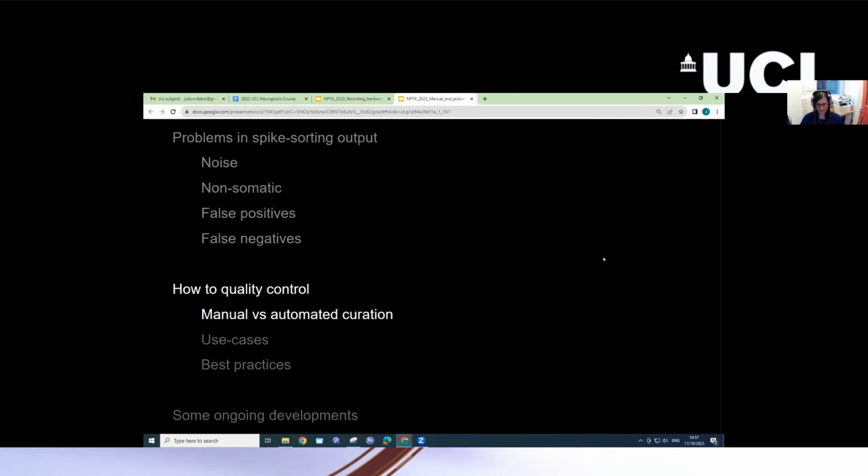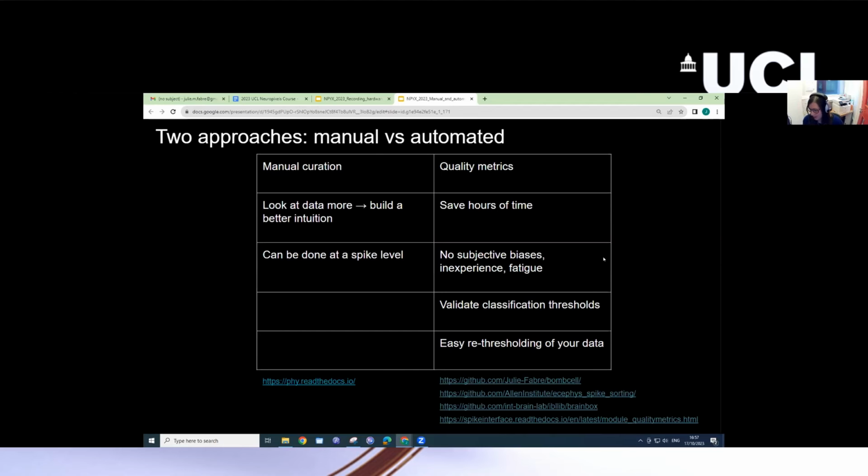Okay, so how do we fix this? There are two main ways: manual curation, which is what historically has been done a lot, and quality metrics, which is a growing field that's currently expanding. And both have pros and cons. So manual curation allows you to look at your data more and build a better intuition. You're going to spend hours going through all your data and understanding it better, and you might otherwise miss some important features of your data if you don't do this.